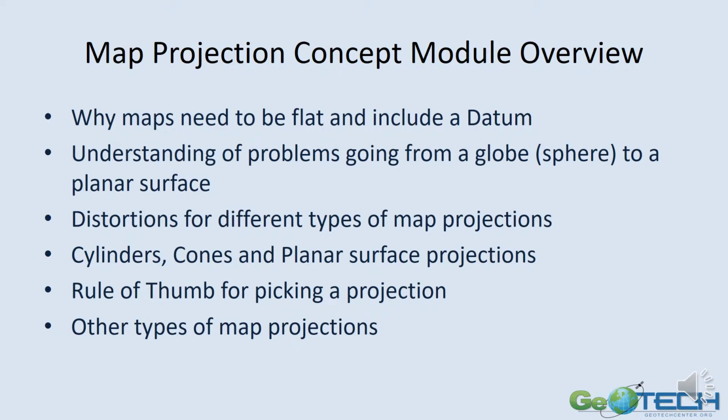This concept module will look at why we need a map to be flat and include a datum. We'll also look at problems that occur when going from that globe or sphere to a planar surface or a flat surface. We'll look at some of the distortions for different types of map projections, and we'll look at how some projections use cylinders, cones, and planar surfaces in order to be projected. We'll also look at an important rule of thumb for picking a map projection for your project. Other types of map projections will also be reviewed.